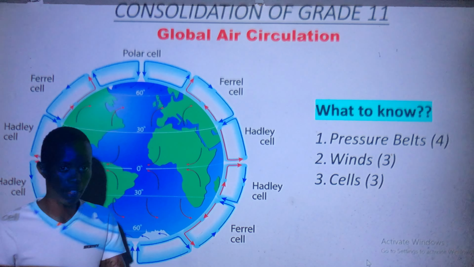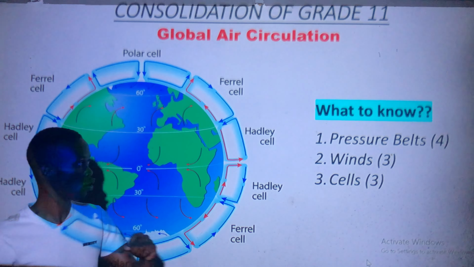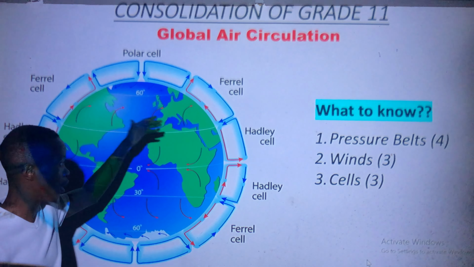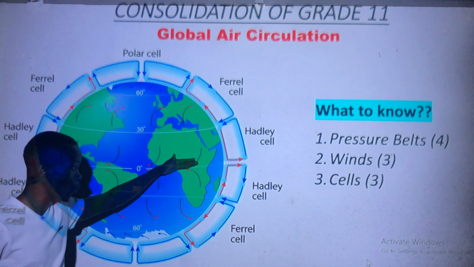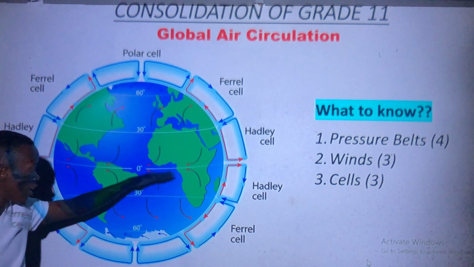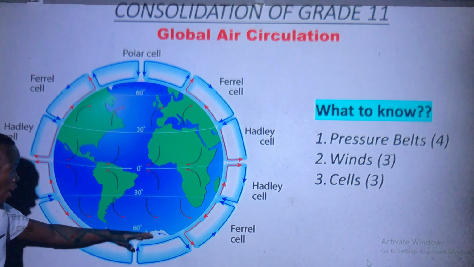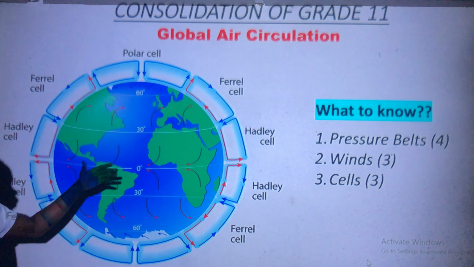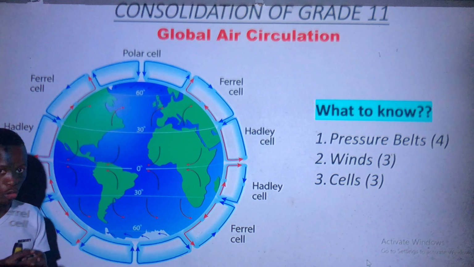Looking at this global air circulation, the first thing that you need to know are the pressure belts. There are 4 pressure belts, ranging from the equatorial low pressure, the subtropical high pressure, the subpolar low pressure, and the polar high. So these are your 4 pressure belts which you're supposed to know.